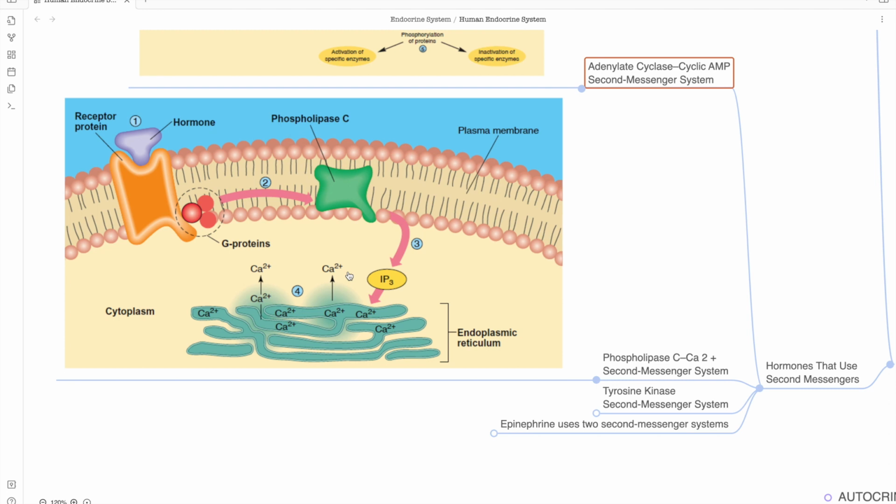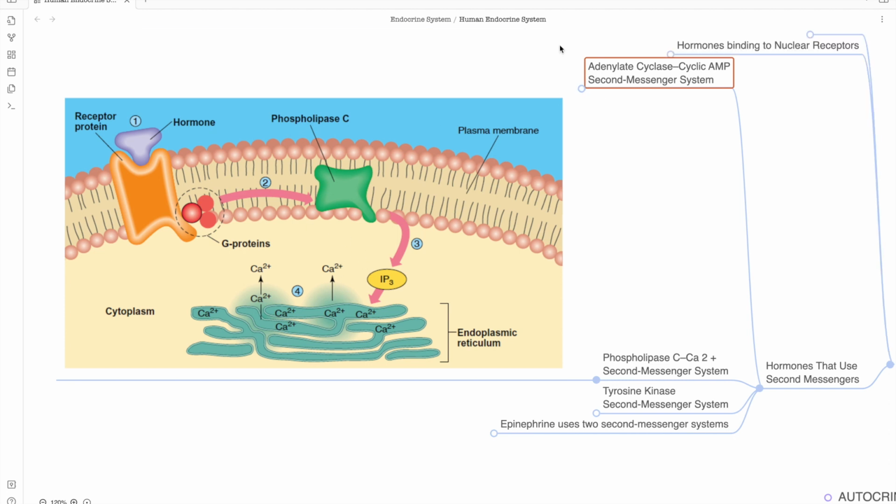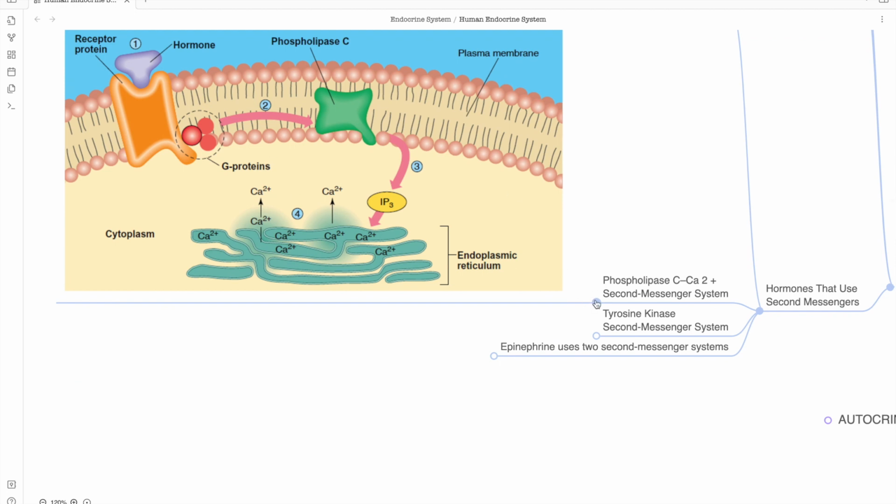And what happens if the calcium is increased in the cell cytoplasm? The cell will contract, right? Like in our heart, in our cardiac muscle cells, in our smooth muscle cells, everywhere in our skeletal muscle system, whenever calcium is high, there is a contraction of the cell. So that's how the hormone will have its effect via this phospholipase C calcium system. Okay, so this is the second type of secondary messenger system that hormones use.